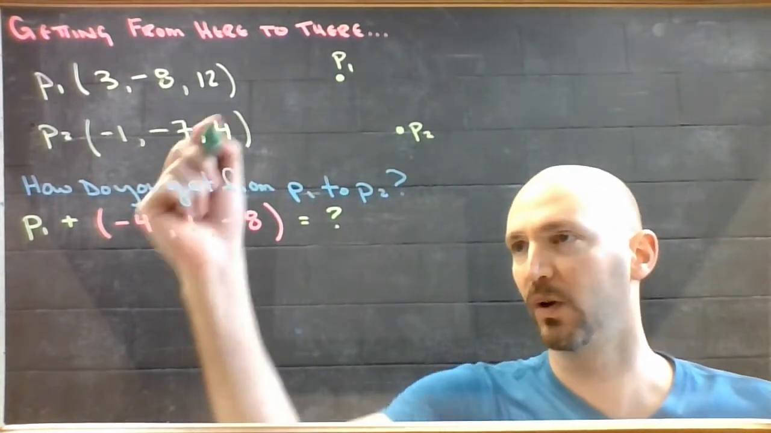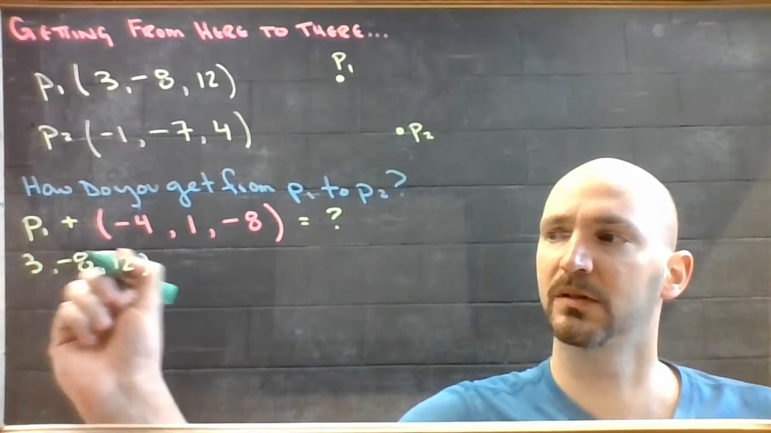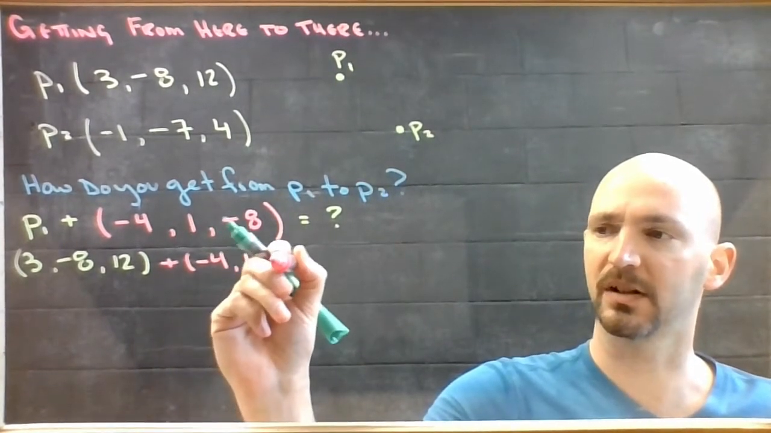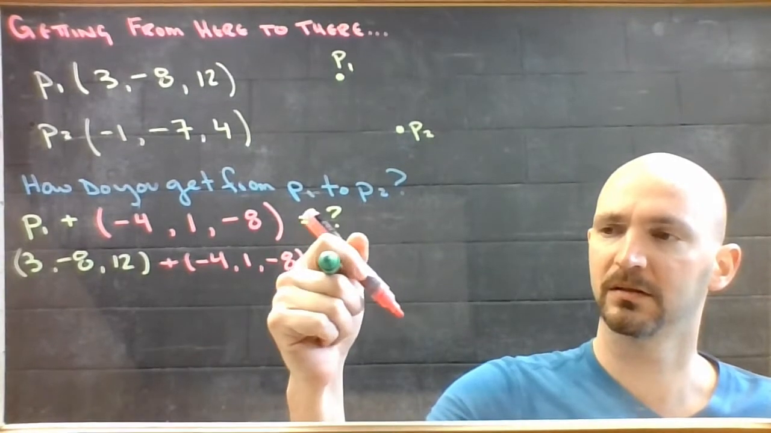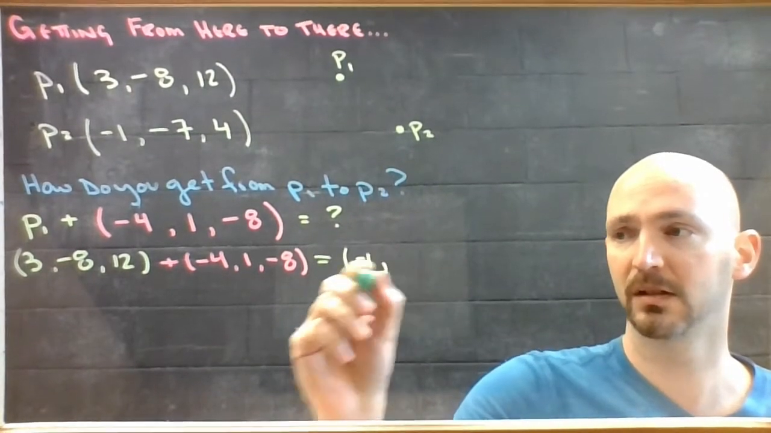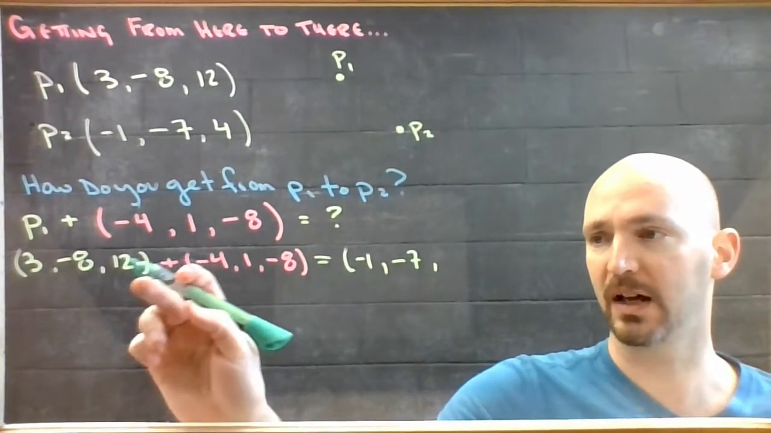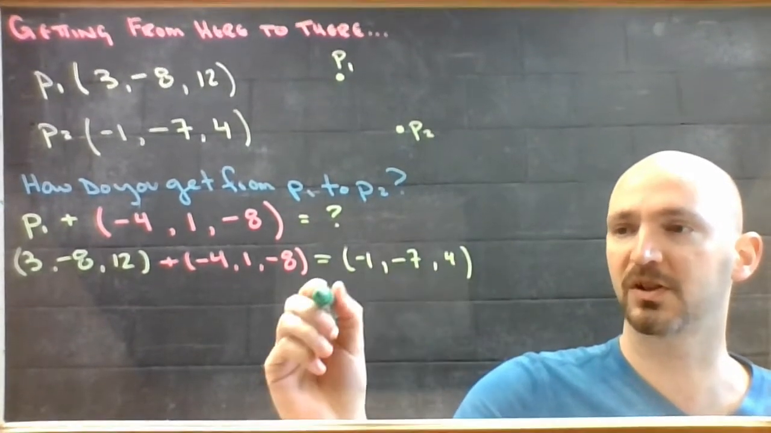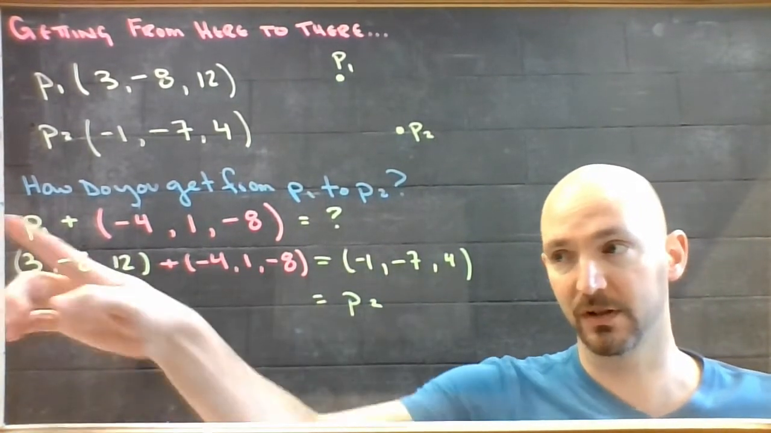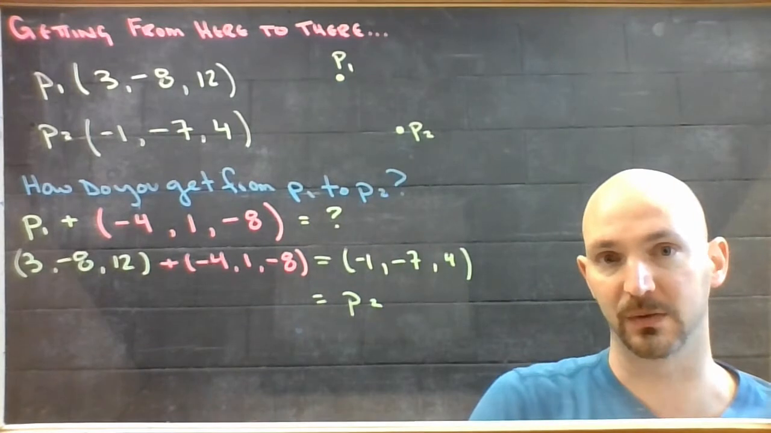So point 1 was 3, -8, 12, and I've got this thing I just constructed. So 3 plus -4 would be -1. -8 plus 1 would be -7. And 12 plus -8 would be 4, which happens to be P2. So if you go from the origin to P1, travel along this vector, then you end up at P2.